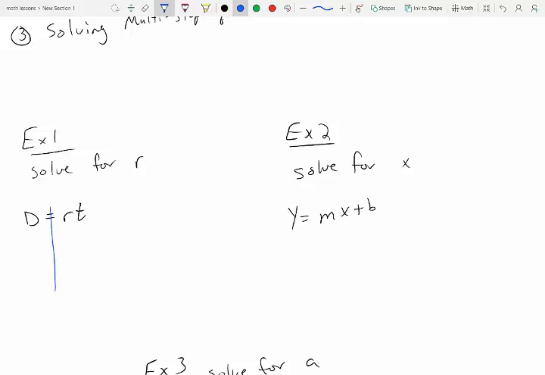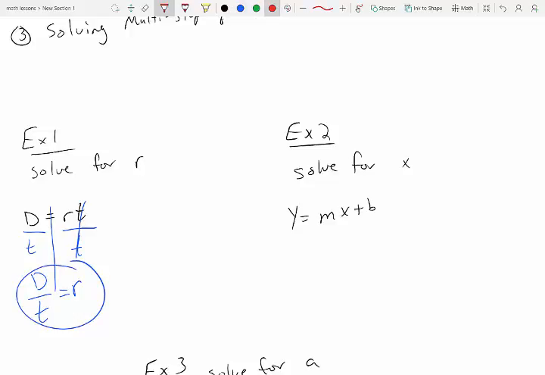So we look at what operation is happening between the r and the t, multiplication. So we have to use the inverse of that, which is division. We have to divide on both sides, and we have to divide by the same thing. We have to divide by whatever is with r. So we divide by t on both sides. The t's cross out over here, and we're left with r equals d over t, and there's your final answer.